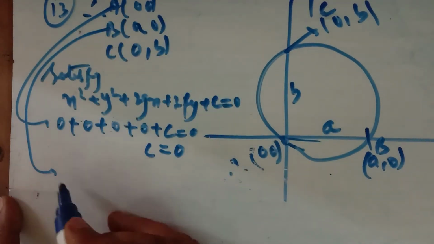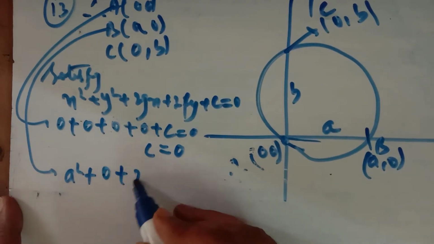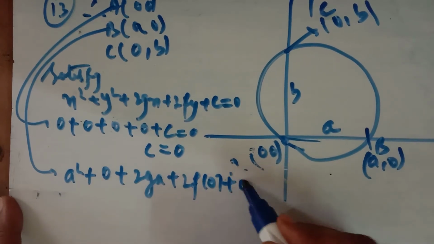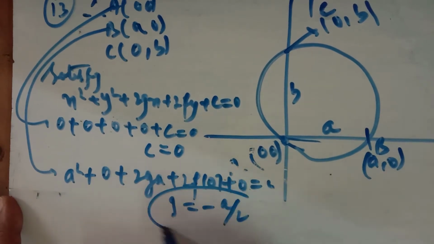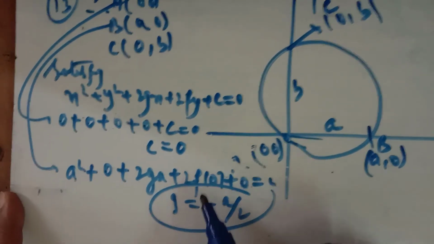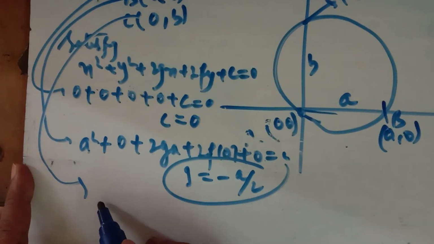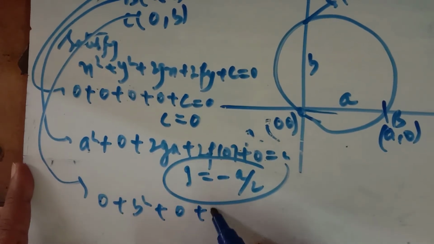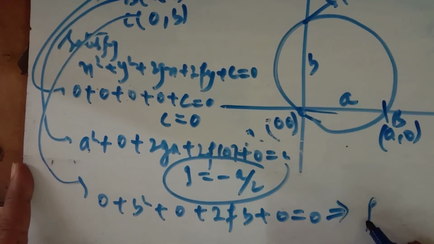जब मैंने ये वाला पॉइंट रखा तो x की वैल्यू a रखी, y की वैल्यू 0 रखी और c तो 0 है ही. तो इसे सॉल्व करने पर g की वैल्यू -a/2 आ रही है. जब मैंने थर्ड वैल्यू रखी दैट इज 0b, तो यहाँ पर रखिए x की जगह 0 और y की जगह b. c की वैल्यू 0 है. तो मेरे पास यहाँ पर f की वैल्यू -b/2 आ रही है.